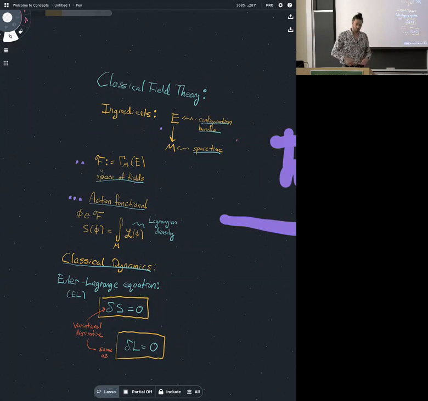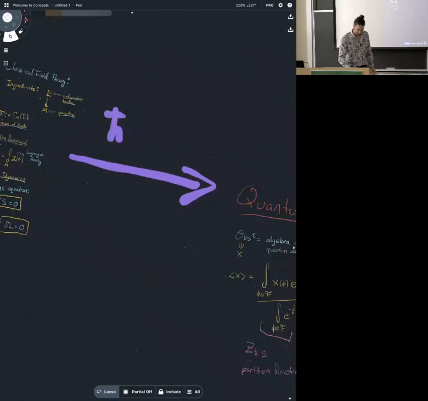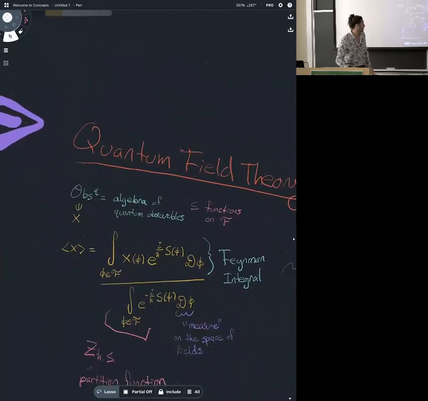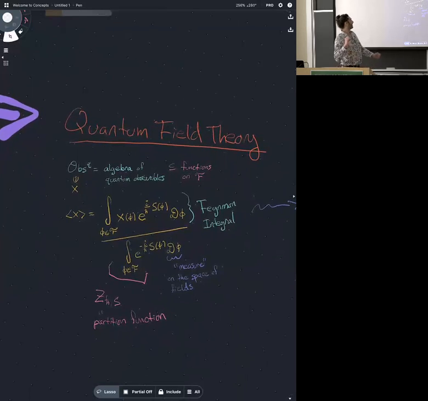What about when you go to quantum? So we'll just take an h bar and it'll move us over and we'll talk about quantum field theory. So that's all you do. You just take h bar. I'm done. All right. No.